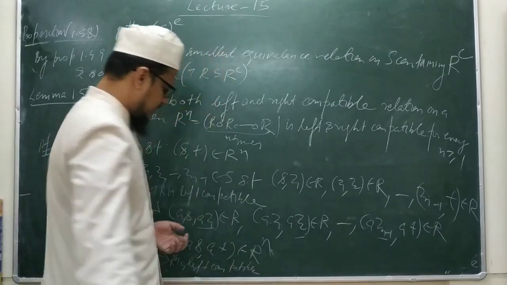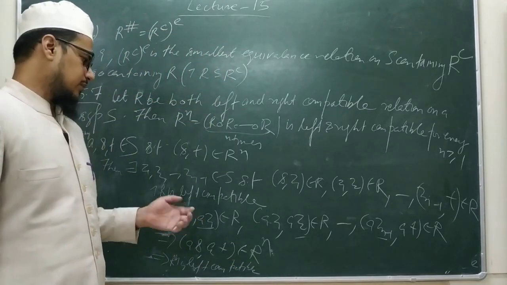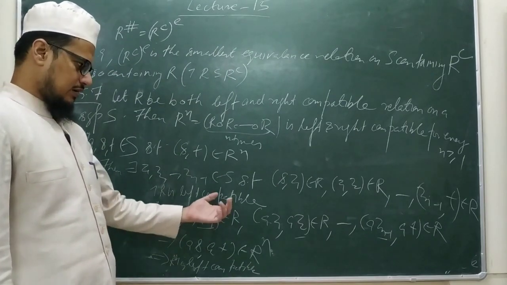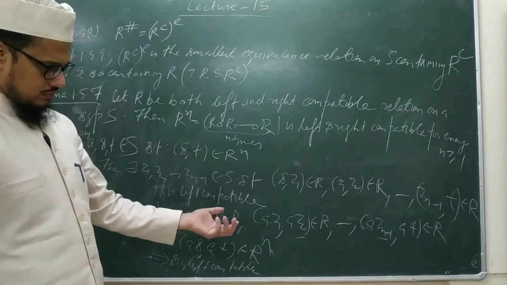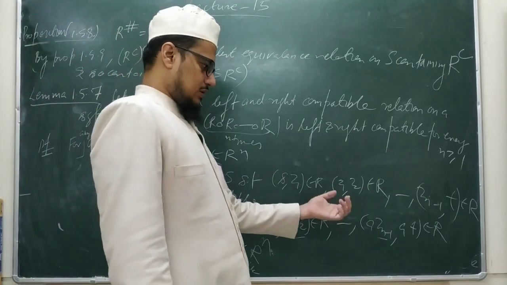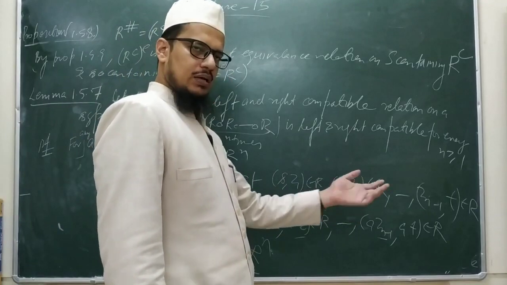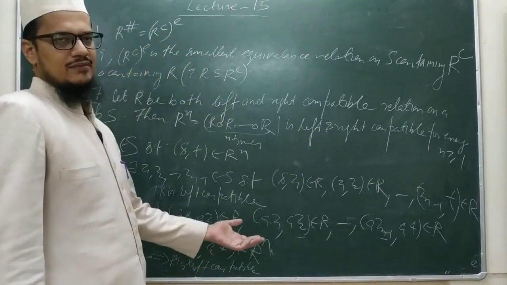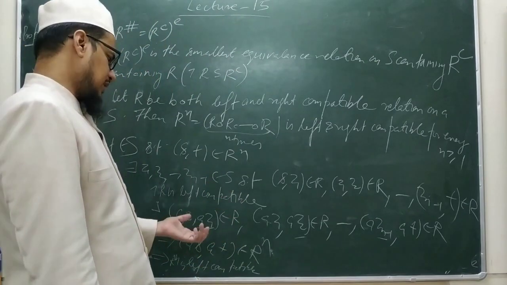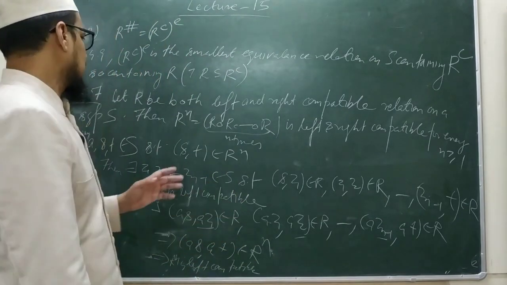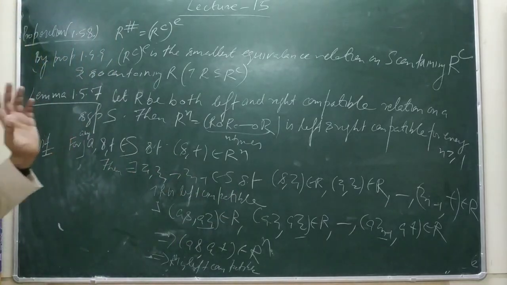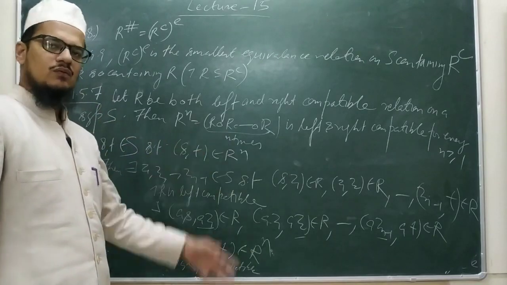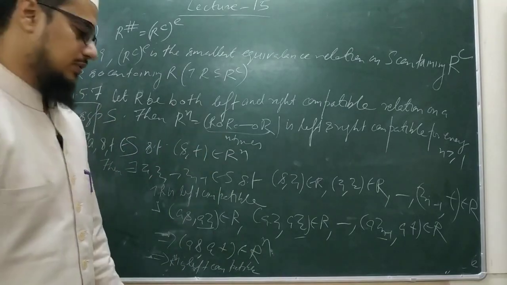Similarly, all of you can prove that it is right compatible. You multiply by A on the right side, that is (SA, Z1A), (Z1A, Z2A), ..., (Z(n-1)A, TA) belongs to R, and then you can club all. So (SA, TA) goes in R^n, so R^n becomes right compatible. So in this way R^n becomes both left and right compatible. So what is the conclusion? That when R is both left and right compatible, then R to the power n is also right and left compatible.